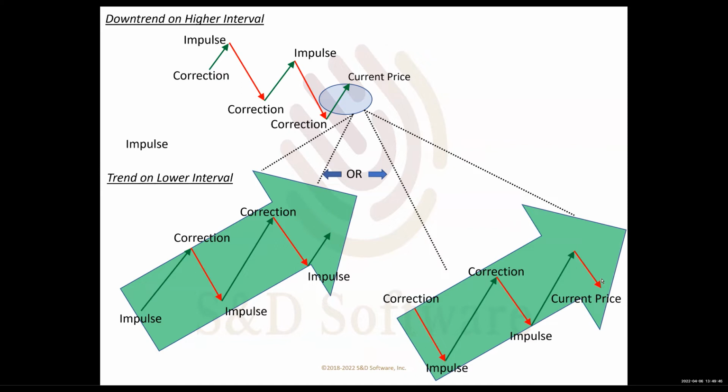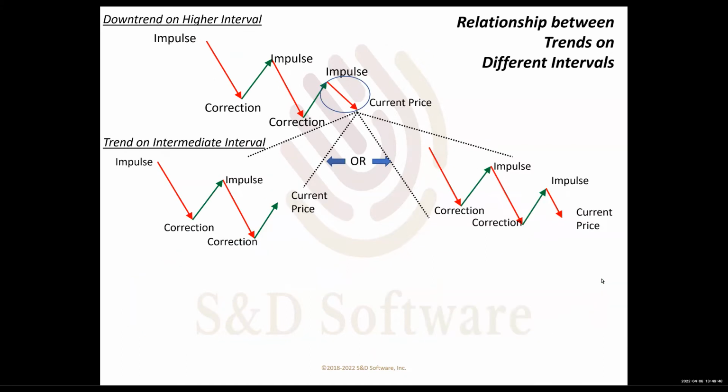And we can carry this even further. So we'll start again with our favorite downtrend. And in that downtrend, we are once again in the impulse move down. And as we saw before, that impulse move leads to a trend on what is now going to be our intermediate interval. So we now have a downtrend on our intermediate interval, and we could be in a correction or we could be in an impulse on the intermediate interval.